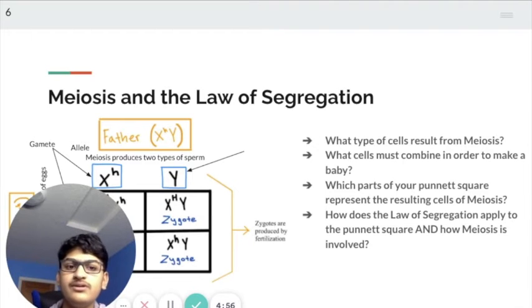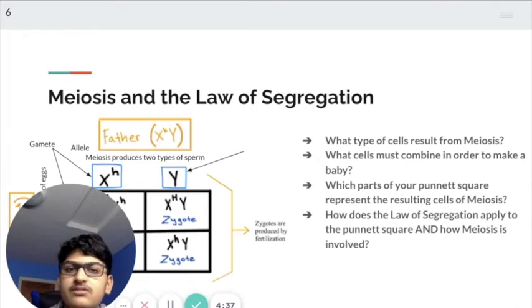So with Punnett squares, it's critical that we discuss meiosis and the law of segregation. The cells that result from meiosis are haploids, which means that they contain half the number of chromosomes of the diploid. When the sperm cell fertilizes an egg cell, the baby is made.